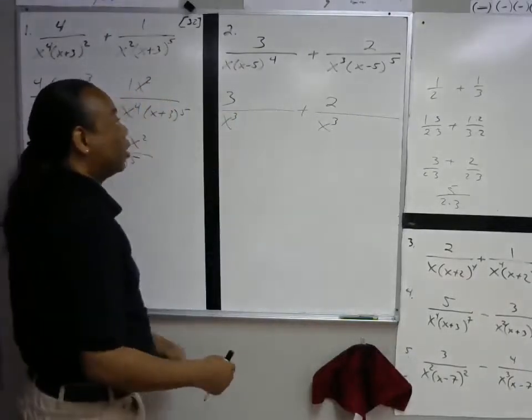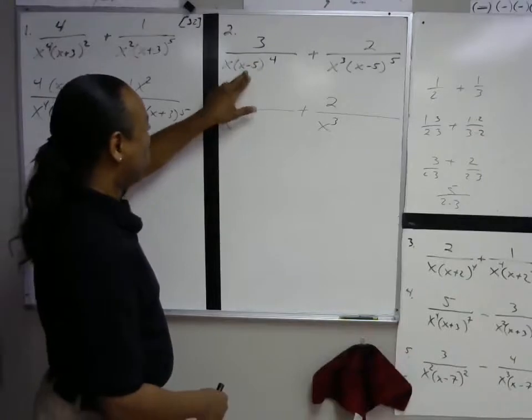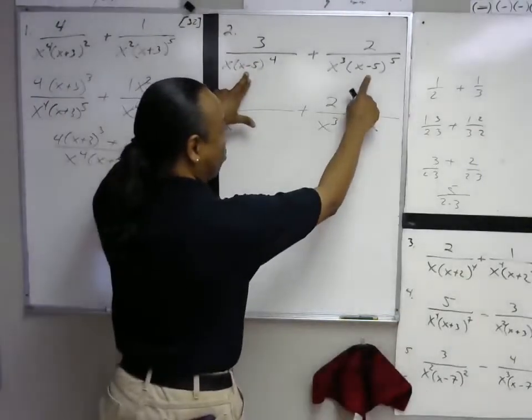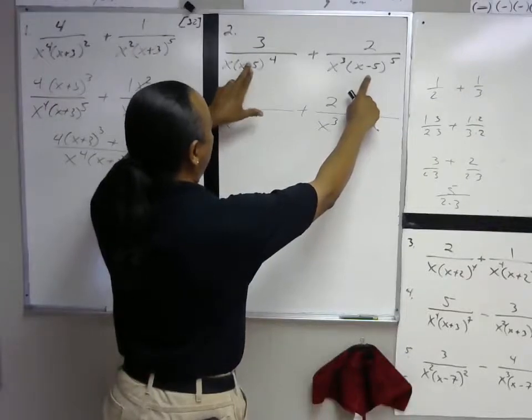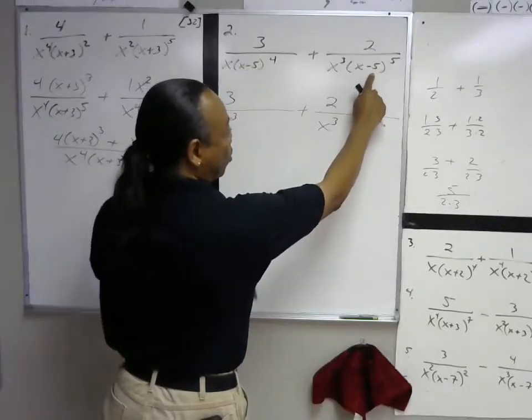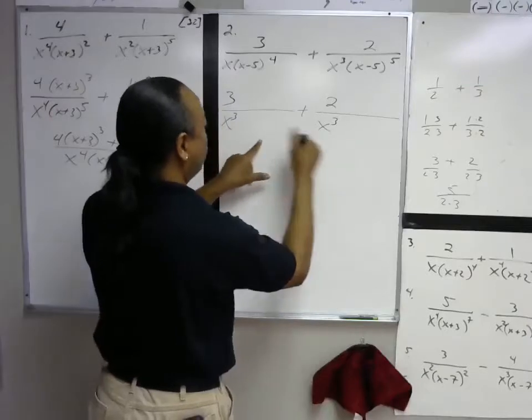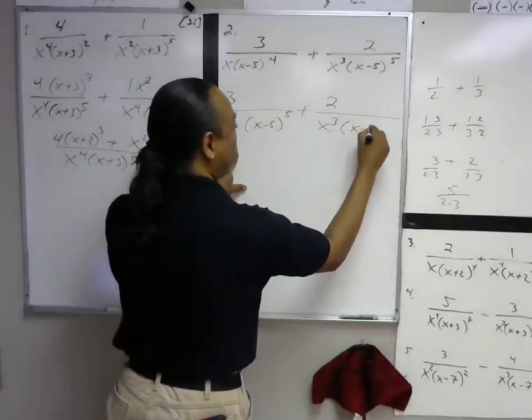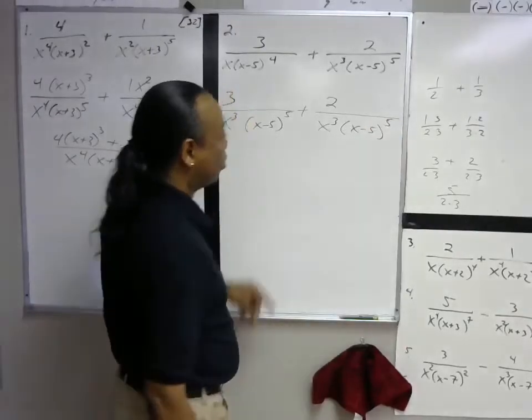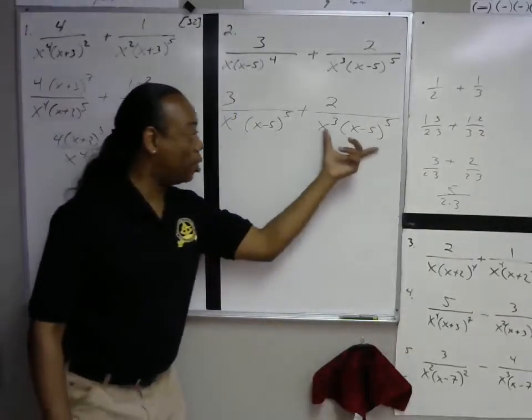Okay. Next, we have x minus 5s. There's x minus 5s here. There's x minus 5s there. Let's see. We have 4 of them here, 5 of them there. We're going to use the 5 here on both of them. So x minus 5 here, to the 5th, and an x minus 5 here, to the 5th. Okay. And now we have common denominators.